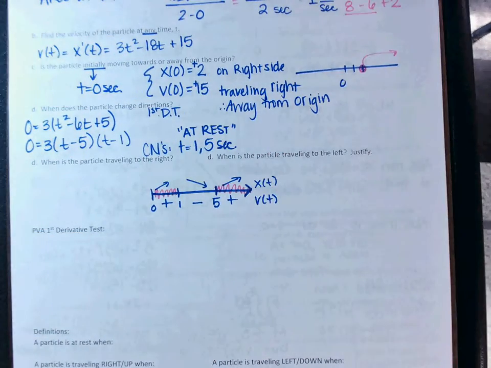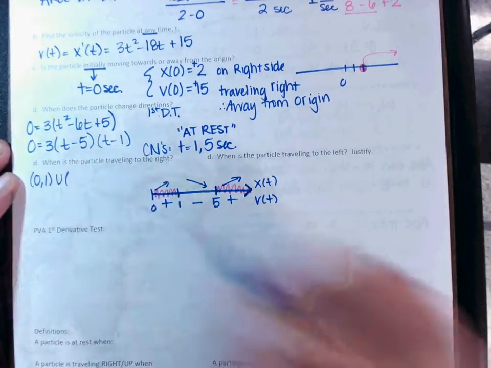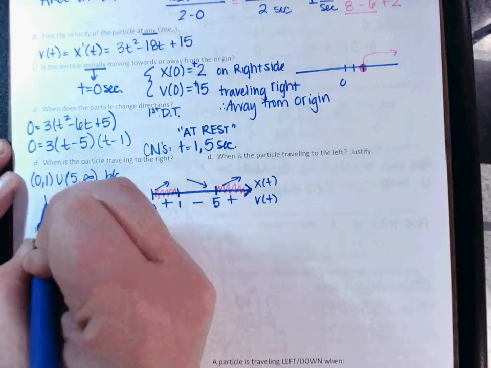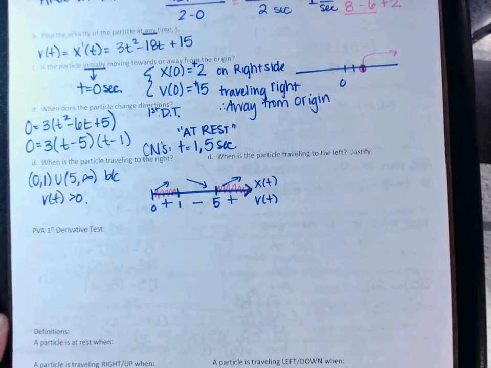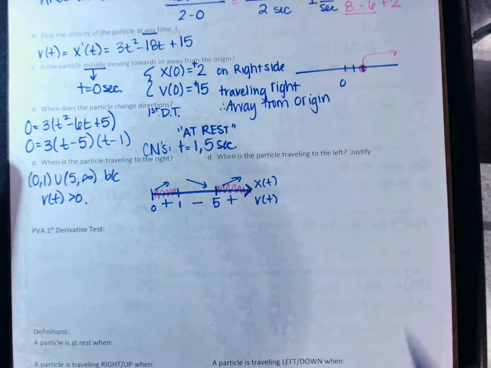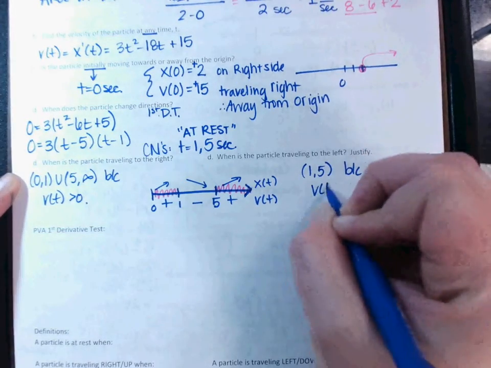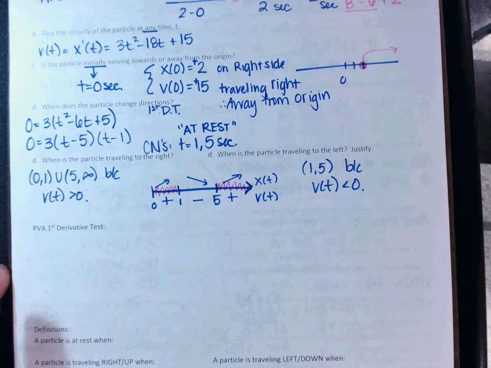Now if they told you when to stop on the number line, you would do it. But since they didn't, we'll go to infinity. So 0 to 1, union 5 to infinity, because v of t greater than 0. When is the particle traveling to the left? What interval? 1 to 5, because v of t less than 0. Very good.